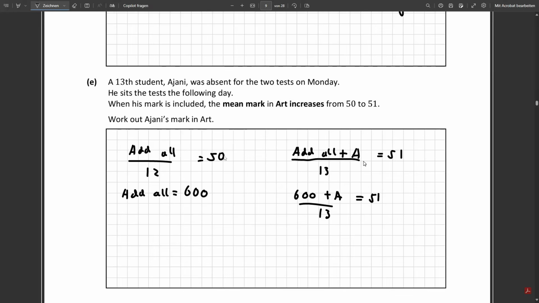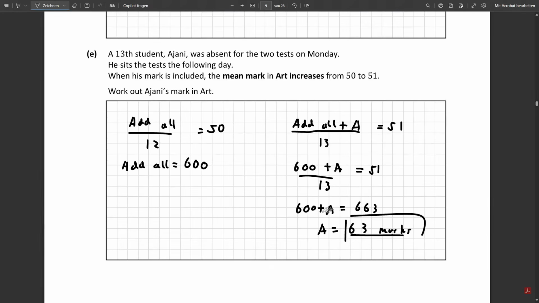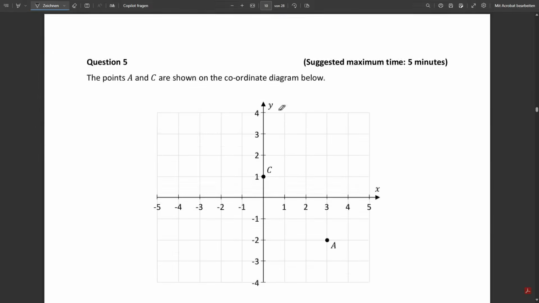So 51 times 13 is 663. So we can say that 600 plus A is equal to 663. So that means that A is going to be 663 minus 600, which is 63 marks. So that's his mark in art. Or it could be percent. It actually doesn't specify, so you don't have to worry about that.